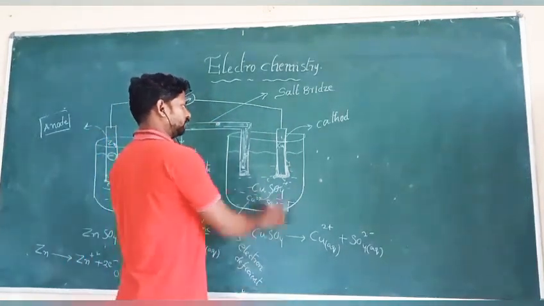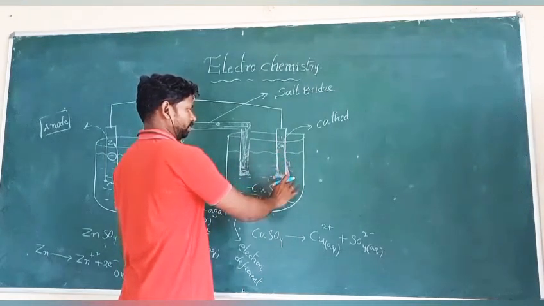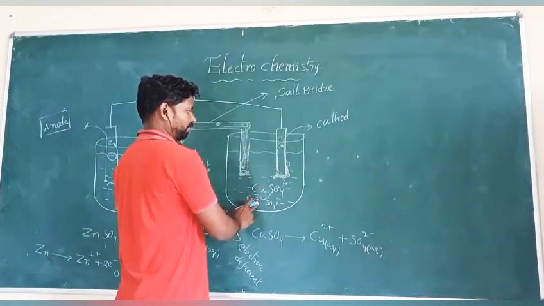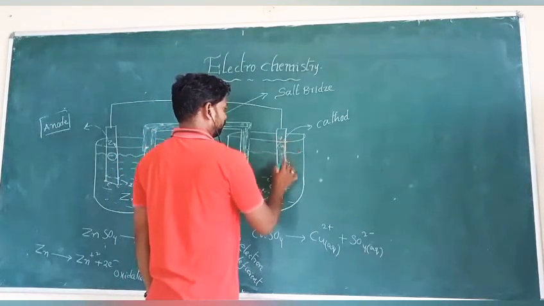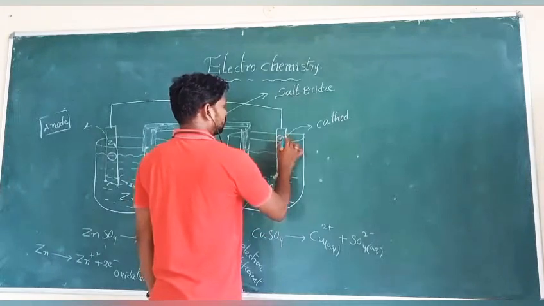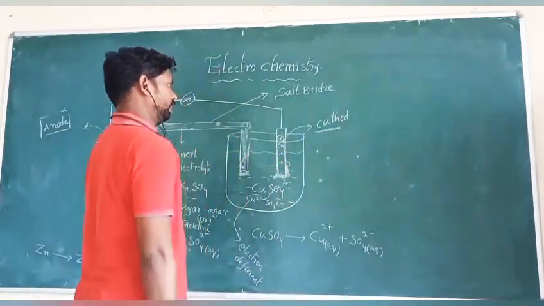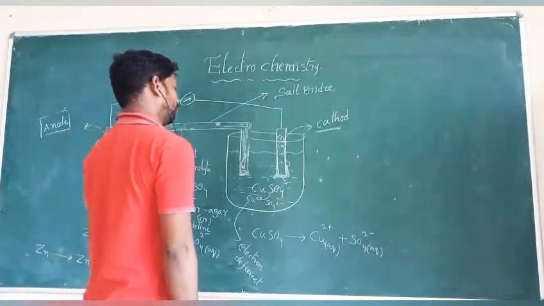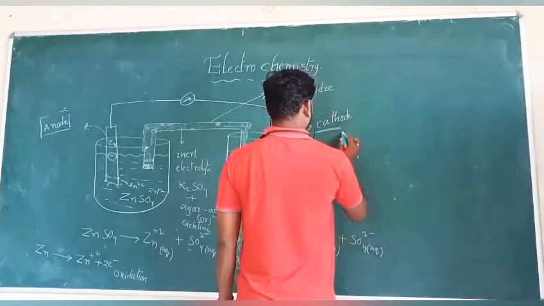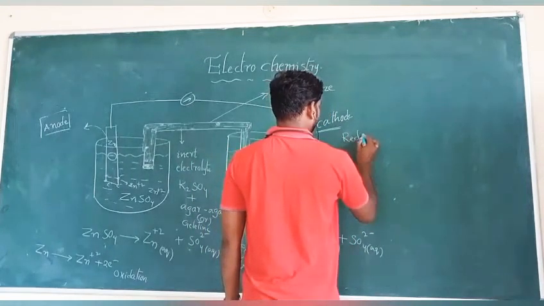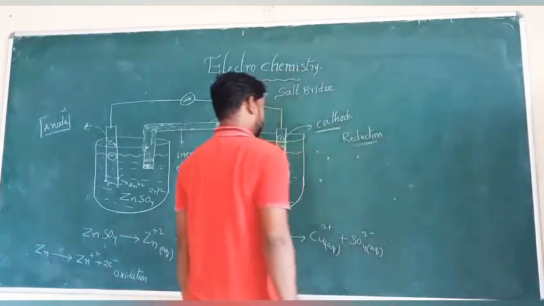This copper electrode forms a positive charge on it. So that is called the cathode. At the cathode, always a reduction takes place.